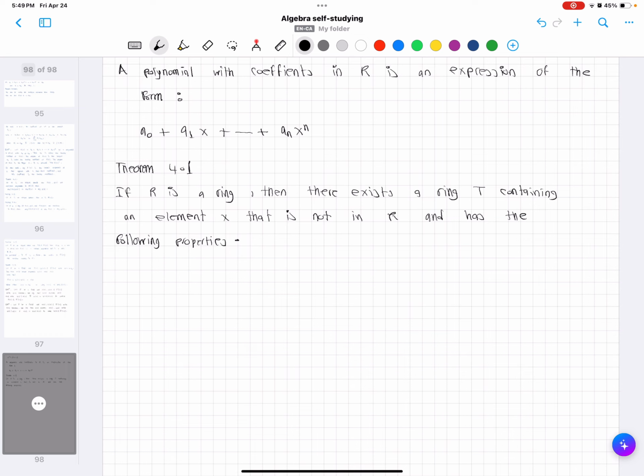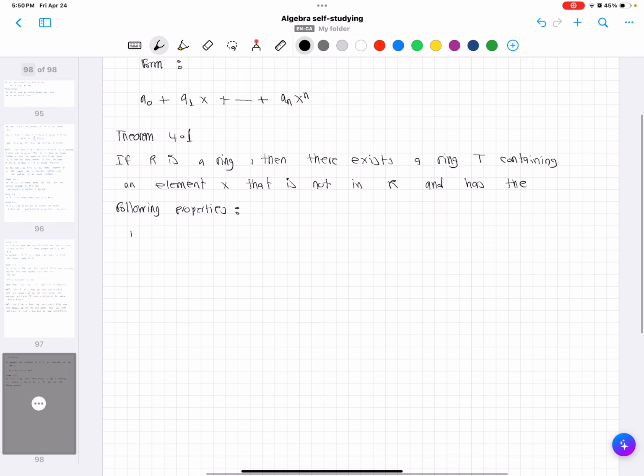What are those properties? It is the following. First of all, R is a subring of T. The second condition is X commutes with every other element of R. So aX is the same thing as Xa for every a in R.